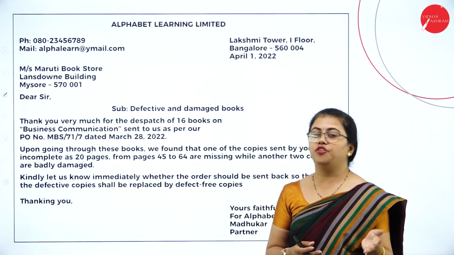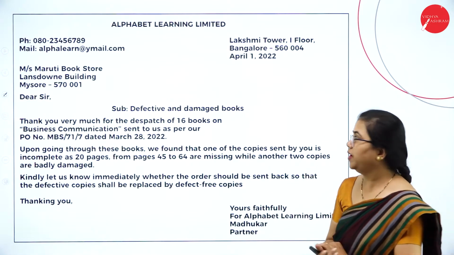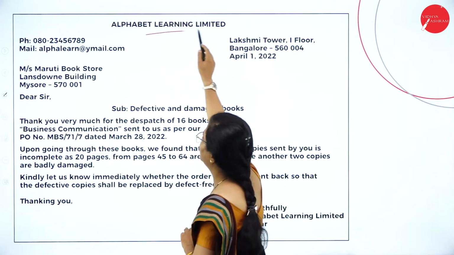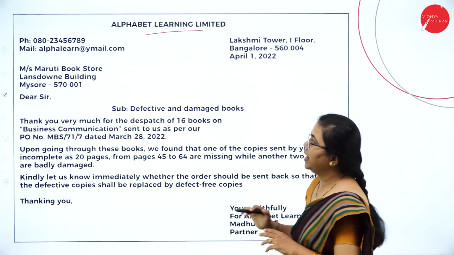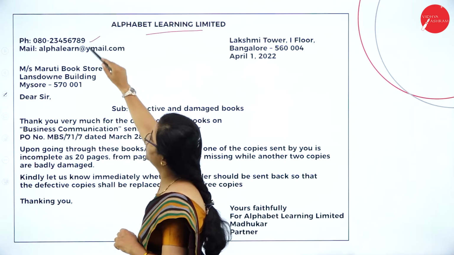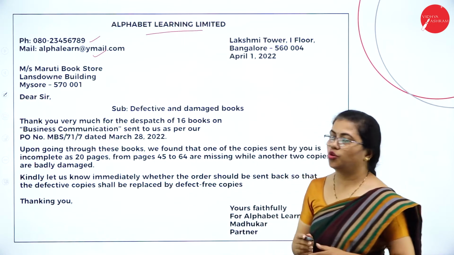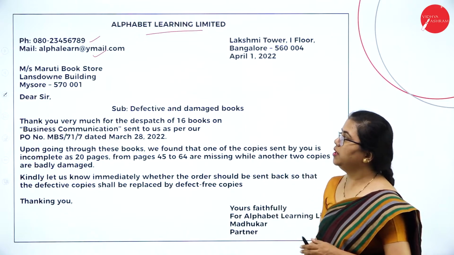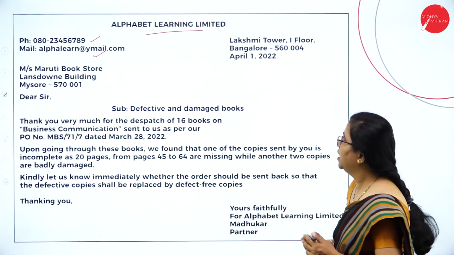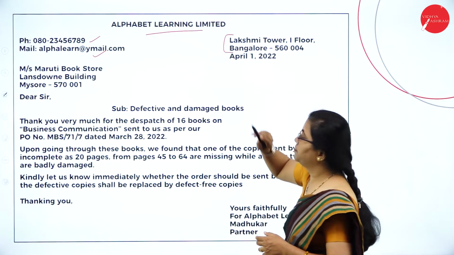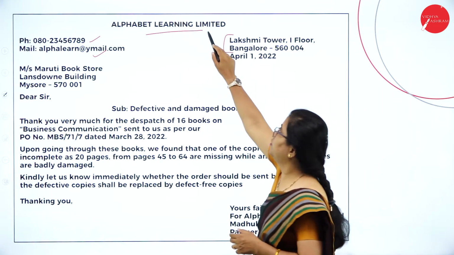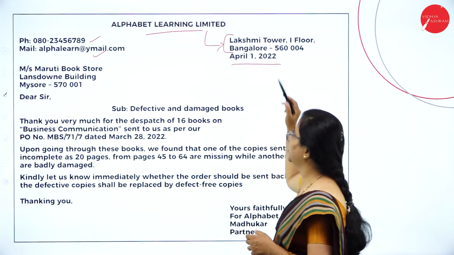On behalf of Alphabet Learning Limited. Fine. So here is the name of the company in the middle. Then we have the phone number, that is the contact number, and the mail ID. So there is no fax over here. I have just included the phone number as well as the mail ID. Fine. Then we have the address of this company. Then we have the date.